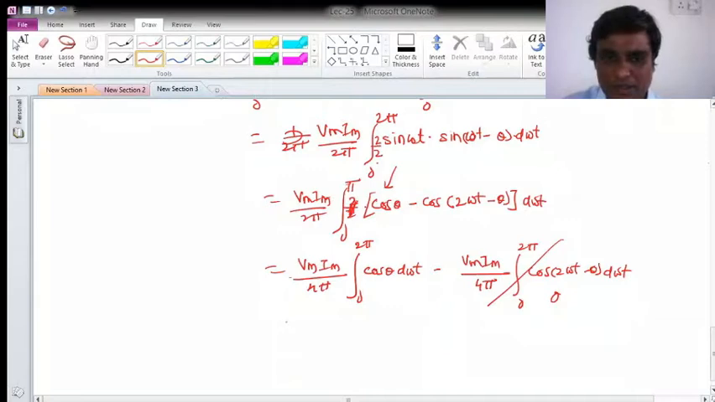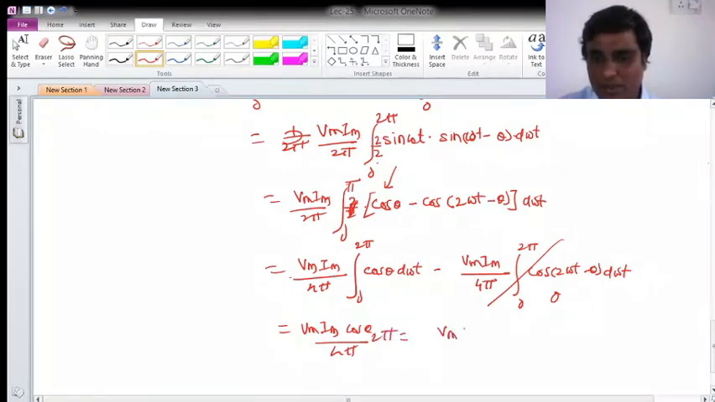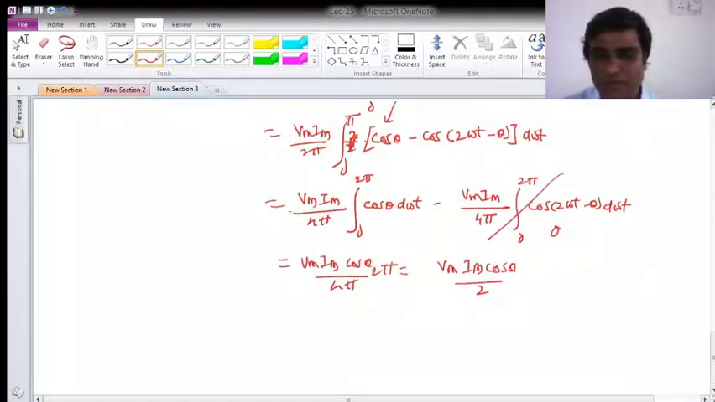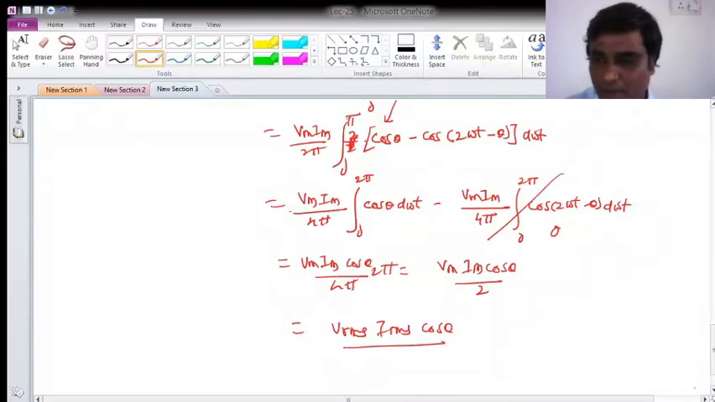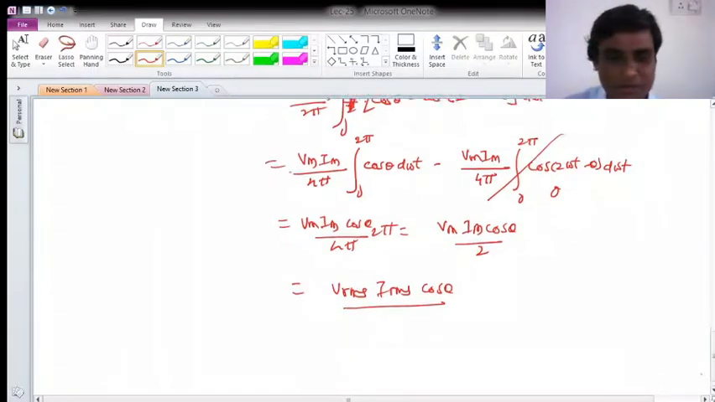power. Cos theta is constant, so it will be Vm Im cos theta upon 4 pi into this integral, which will be 2 pi. So ultimately it is Vm Im cos theta divided by 2, which is the same as we obtained previously, and this I can also write as Vrms Irms into cosine theta. So this is average power, we can also calculate that.